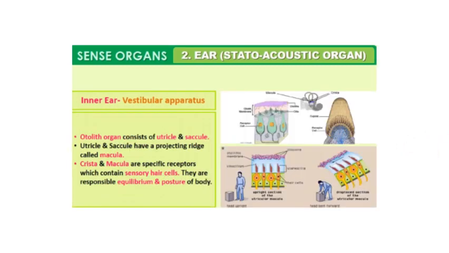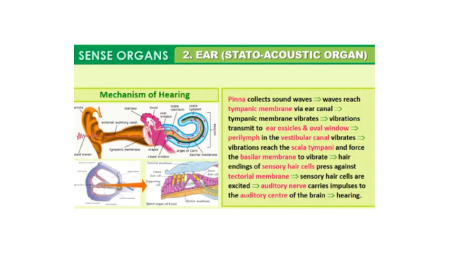The otolith organ consists of utricle and saccule. They have a projecting ridge which is called the macula. So the crista and macula are specific receptors which contain the sensory hair cells. They are responsible for maintaining the equilibrium and posture of the body.